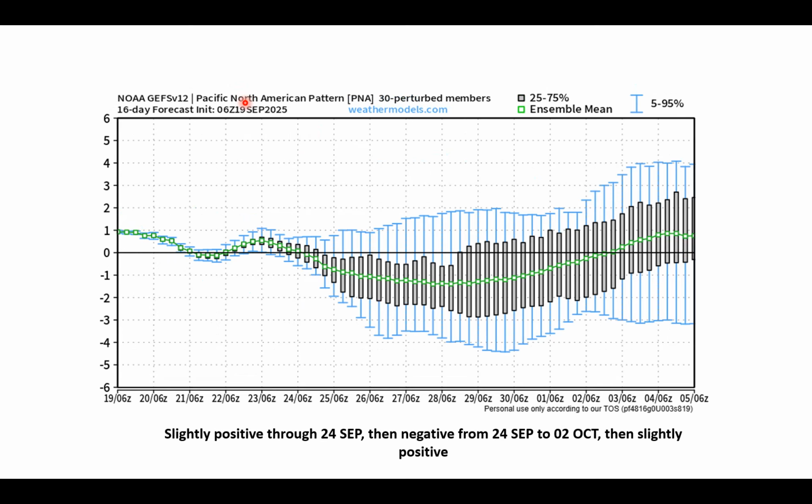Looking at the NOAA GEFS v12 PNA 30-member forecast through the 5th of October. What we're looking at here is a slightly positive PNA through the 24th of September. Then it transitions down to negative, and a pretty significantly negative PNA on this model for the GEFS v12 from 24 September to 2 October, and then it goes slightly positive again.